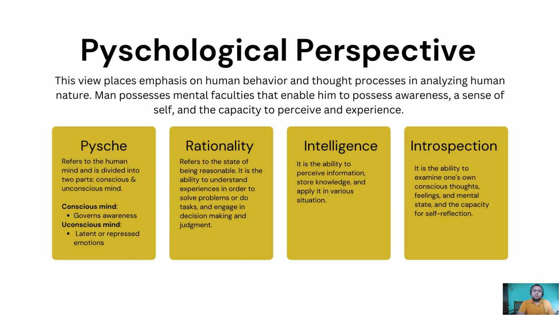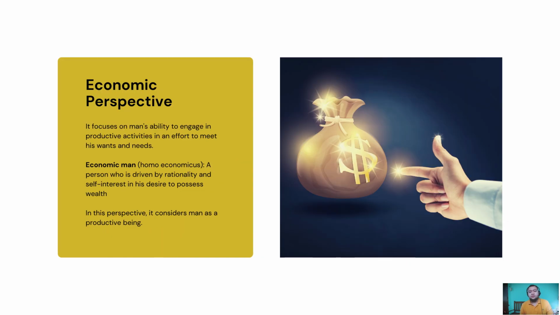The next perspective is the economic perspective, which focuses on man's ability to engage in productive activities in an effort to meet his wants and needs. This perspective emerged in the 19th century, and it places emphasis on the economic man, or Homo economicus, who is driven by rationality and self-interest in his desire to possess wealth. This perspective considers man as a productive being. His primary role is to produce and engage in labor. Additionally, economic forces are considered a greater influence on the actions of man than society or culture.